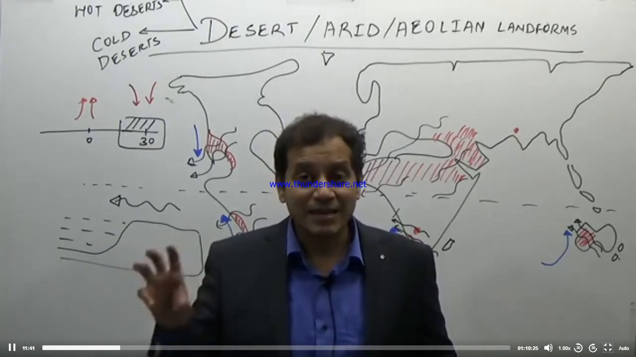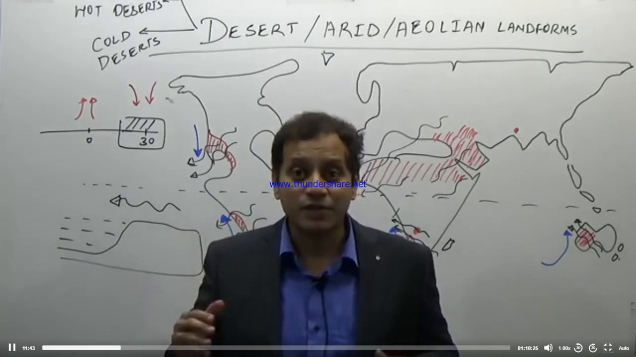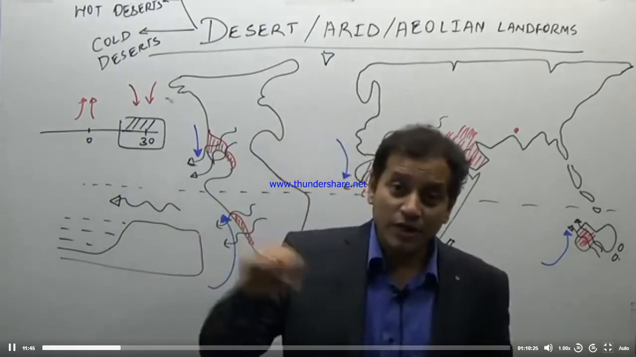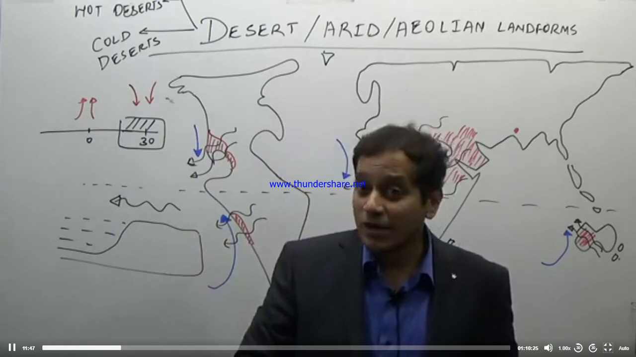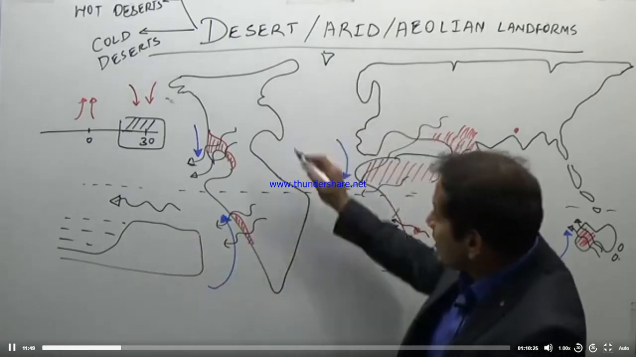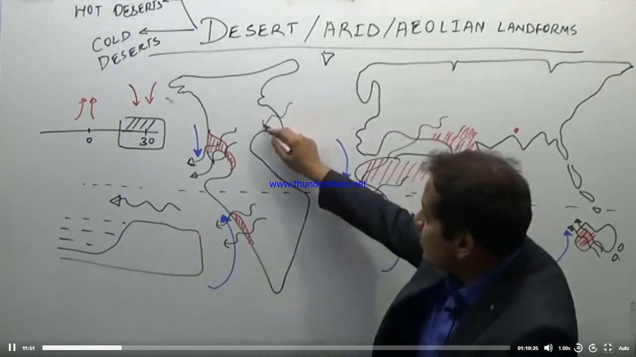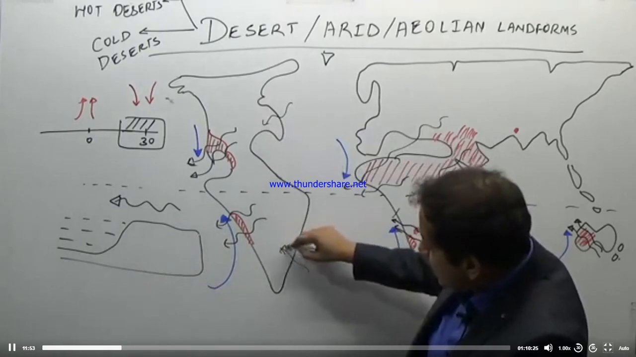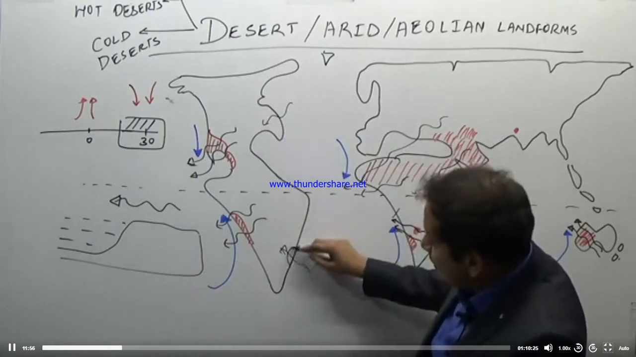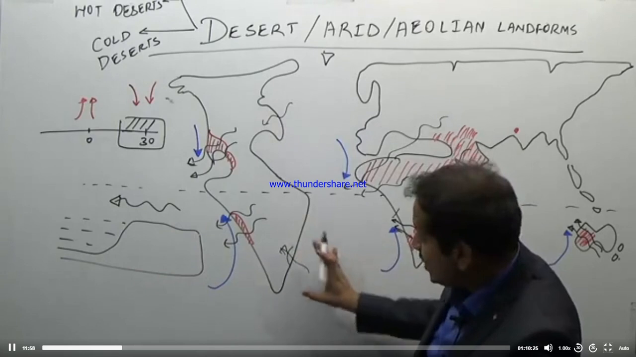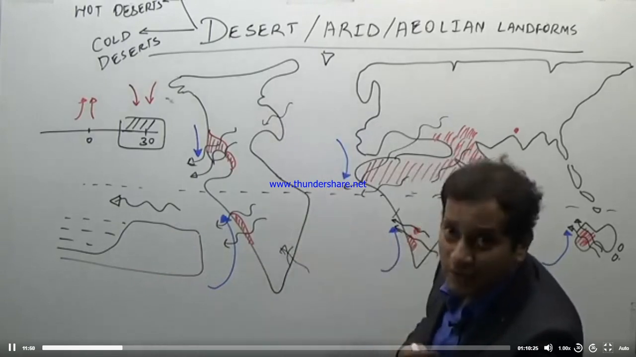These are the characteristics of the hot deserts, and therefore they are always located on the western side of the continents. Why not the eastern side? Because you see, the trade winds will always blow from east towards the west. If they are blowing from east towards the west, the eastern side will always get rainfall.